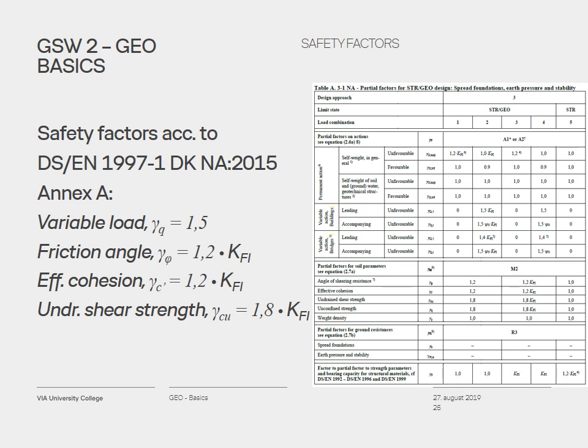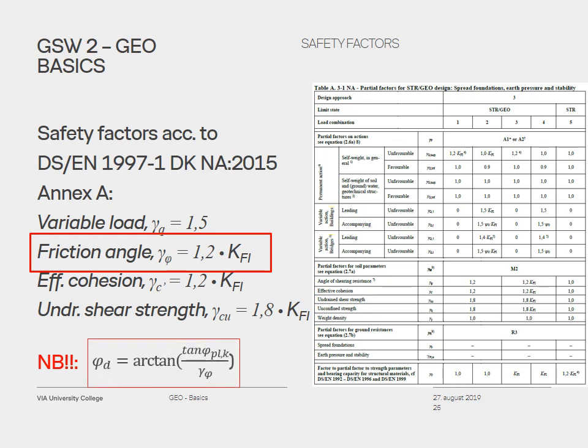All these values you will find in the Danish National Annex to the Eurocode 7. The friction angle: don't forget how we use the safety factor on the friction angle. It is not on the angle itself, but it is the tangent value we divide with the safety factor.